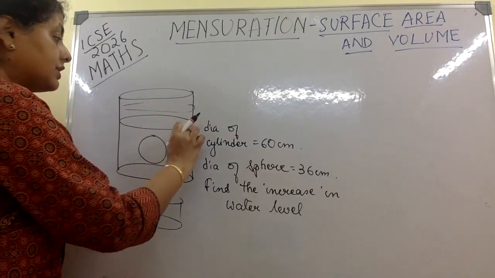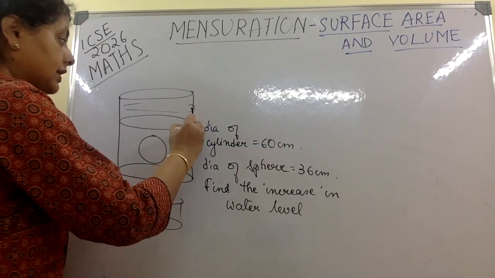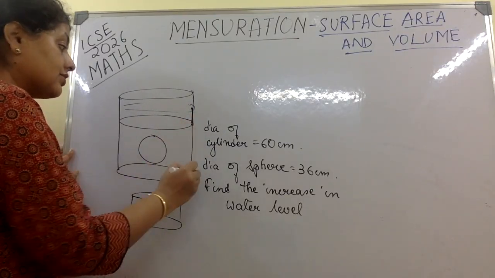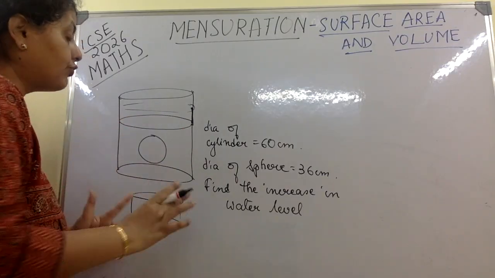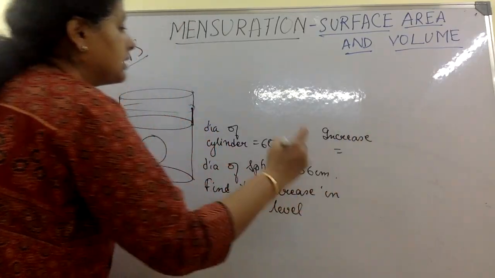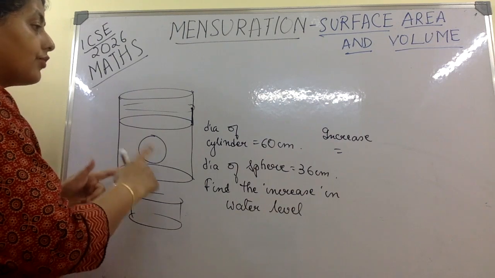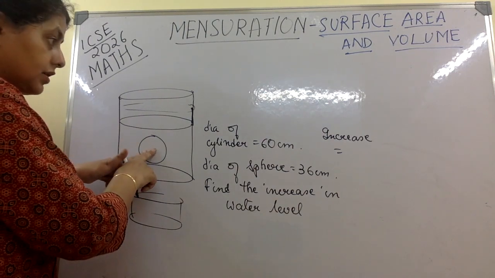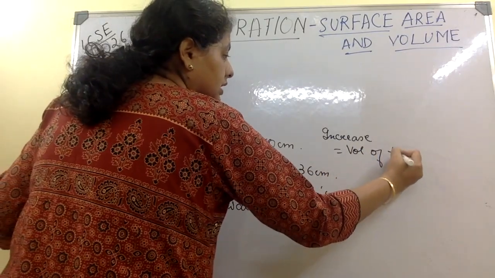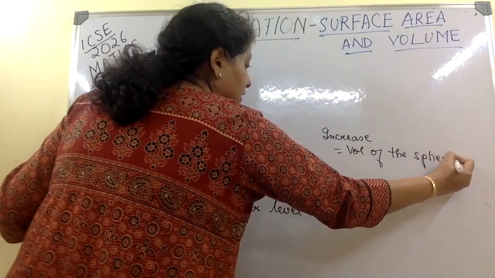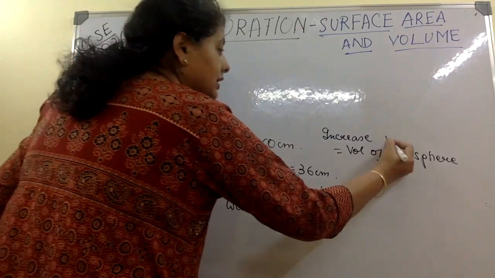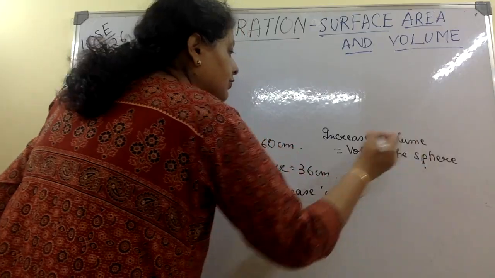Increase in water level means if this height was whatever, how much was this height? They have not given us this height at all. So sometimes people think they haven't given us this height, how will we find it? So the increase in water level is equal to just the volume of the sphere. Whatever the water level increases, that volume is equal to the volume of the sphere, or you can write increase in volume is equal to volume of the sphere.